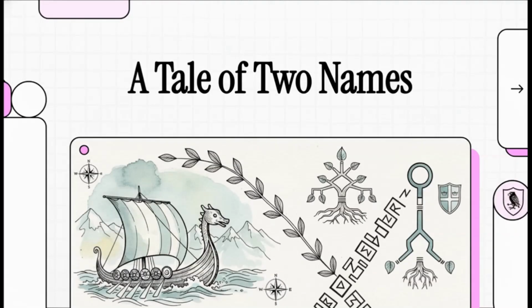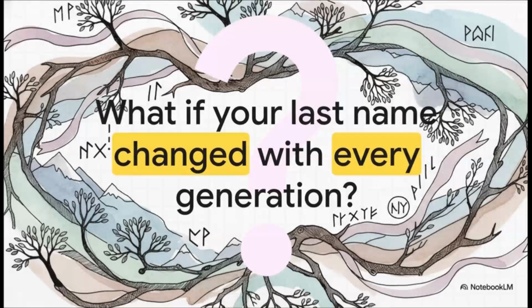Ever stop and think about your last name, where it came from? For most of us, right, it's this anchor to our family's past. What if your last name changed every single generation? Your last name, not the same as your parents. And your kids, their last names are going to be different from yours. But in Iceland, it's just how it is. And it's all thanks to a system called patronymics.